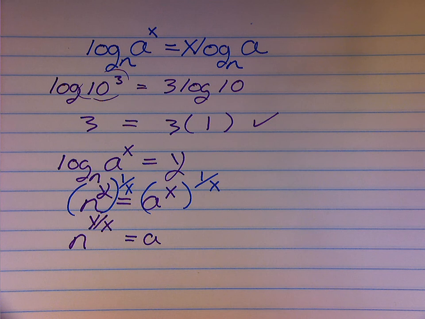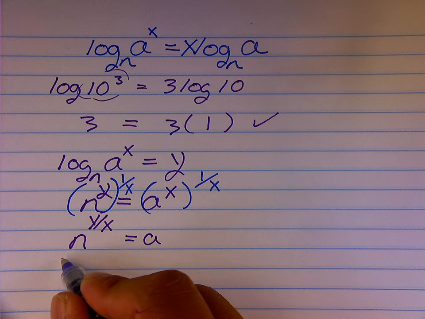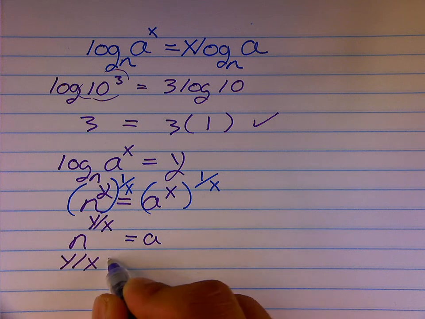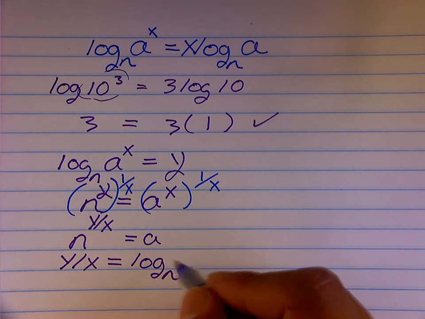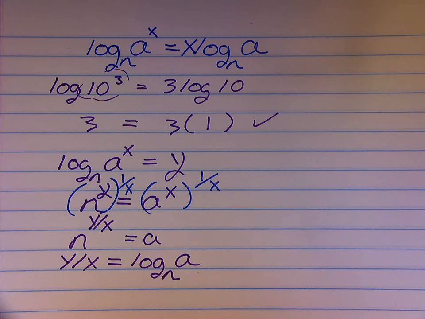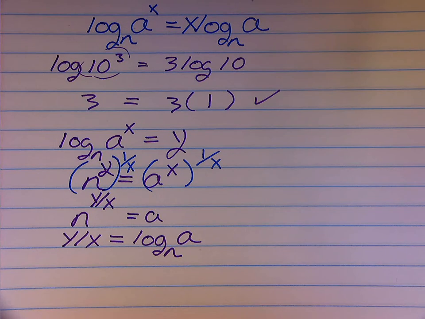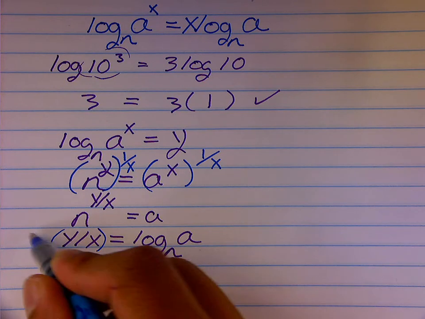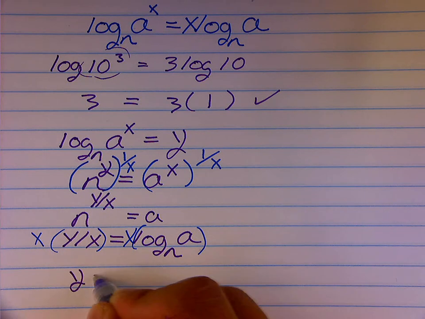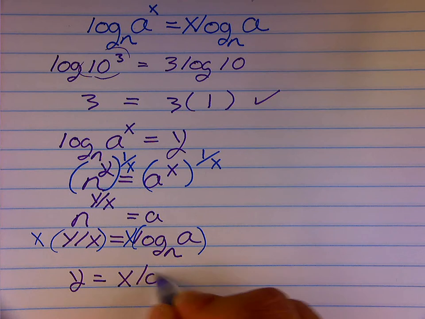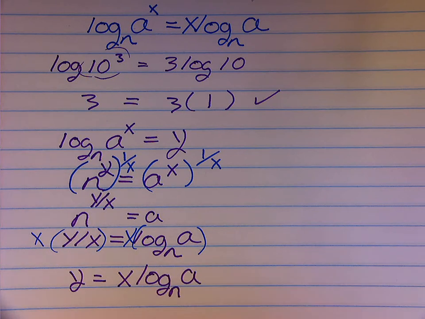Now, next step, I'm going to put this in logarithmic form. What I'd like you to notice is that y over x is the exponent I place on n to get the value a. Next step, I'm going to move the x to the right-hand side by using the property of multiplication, multiplying both sides by x. And on the left-hand side, I'm left with y equals x times the log base n of a.